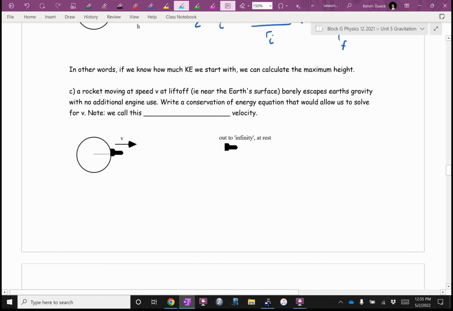A rocket moving at speed v at liftoff barely escapes Earth's gravity with no additional engine use. Write a conservation of energy equation that would allow us to solve for v. No, what do we call this? Do you remember? Something velocity. This is escape velocity. I went on my rant last day for those of you who were away. It should be called escape speed because we're using a scalar equation. We're not getting a vector answer, but they call it escape velocity, so I'll use the same term. So this is escape velocity.